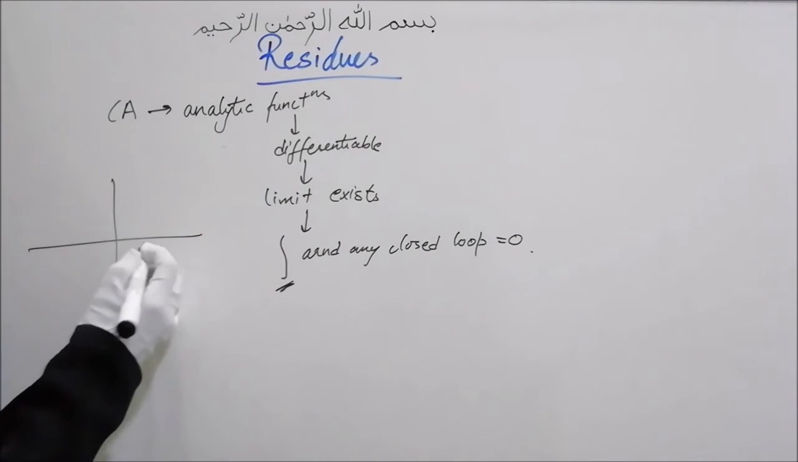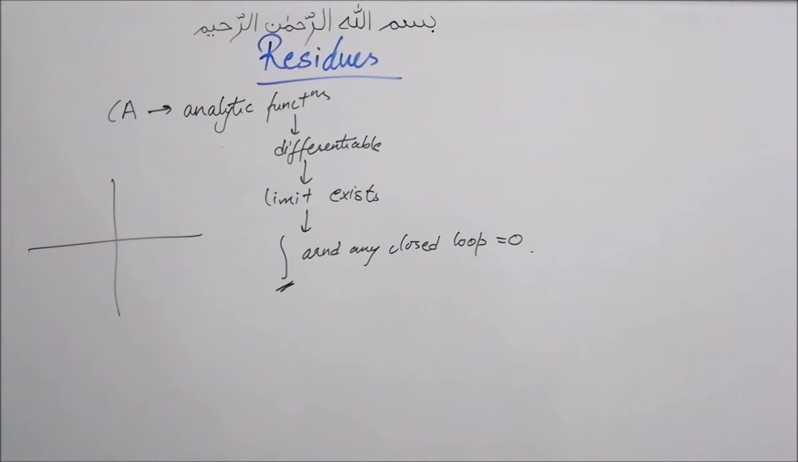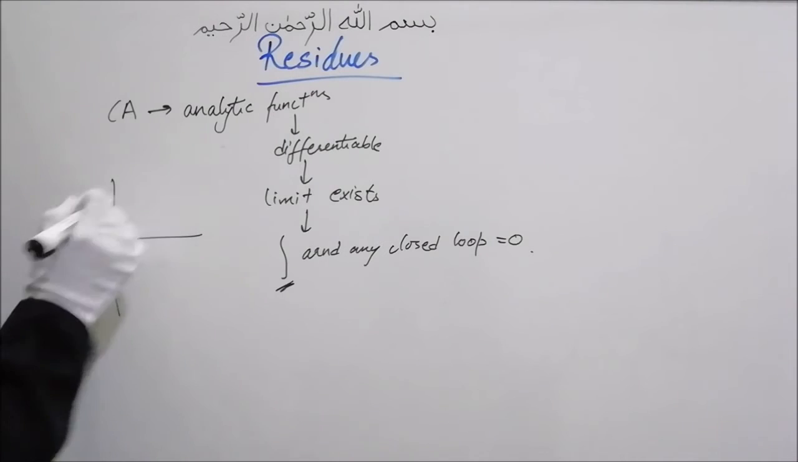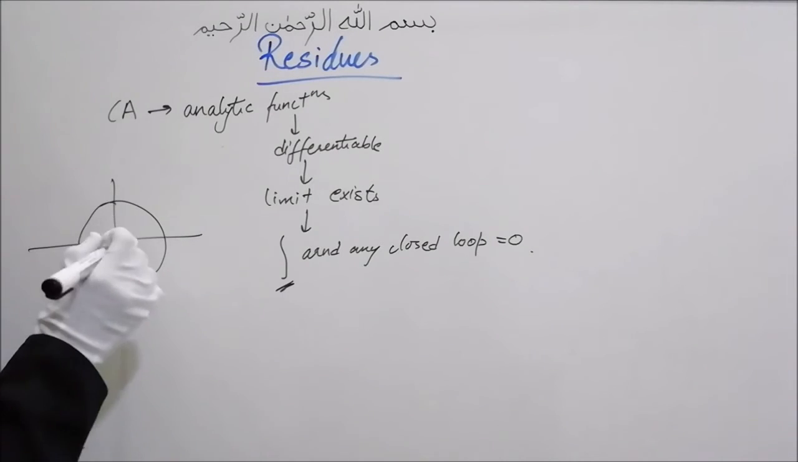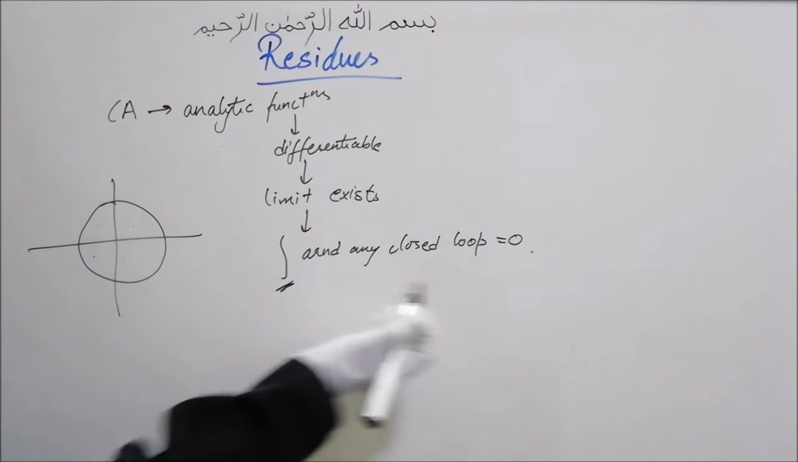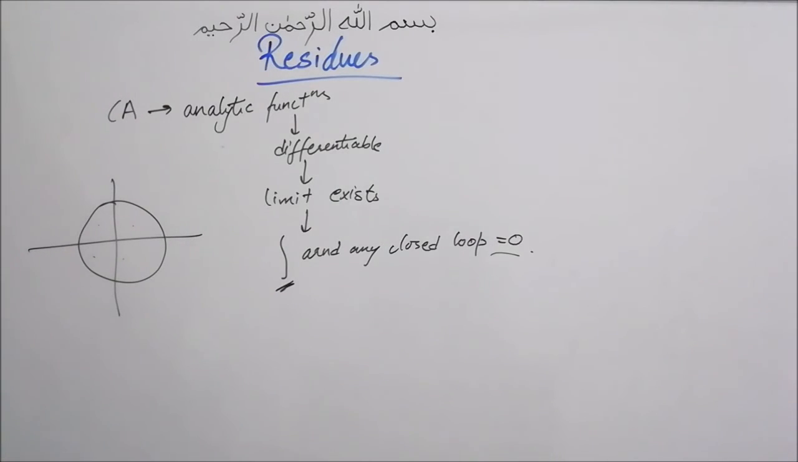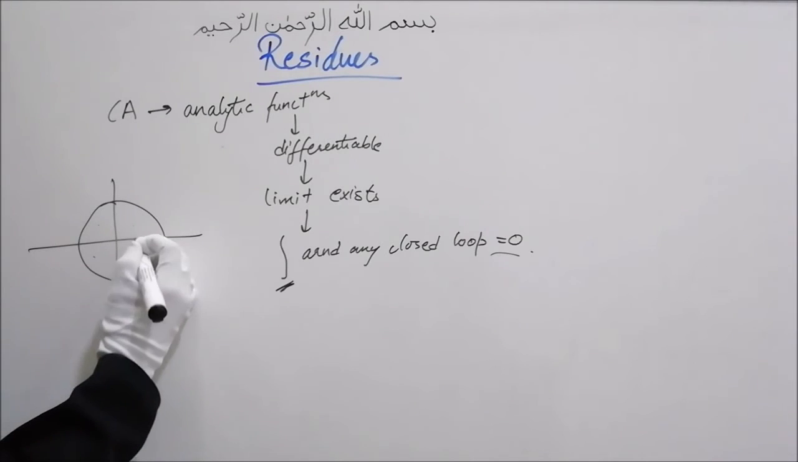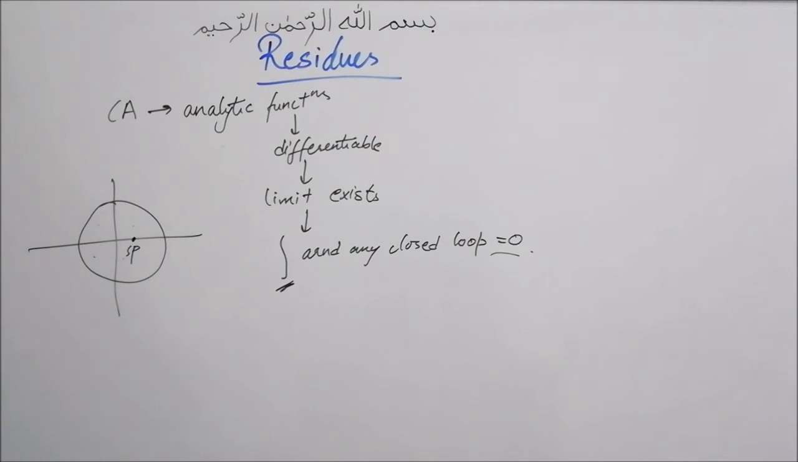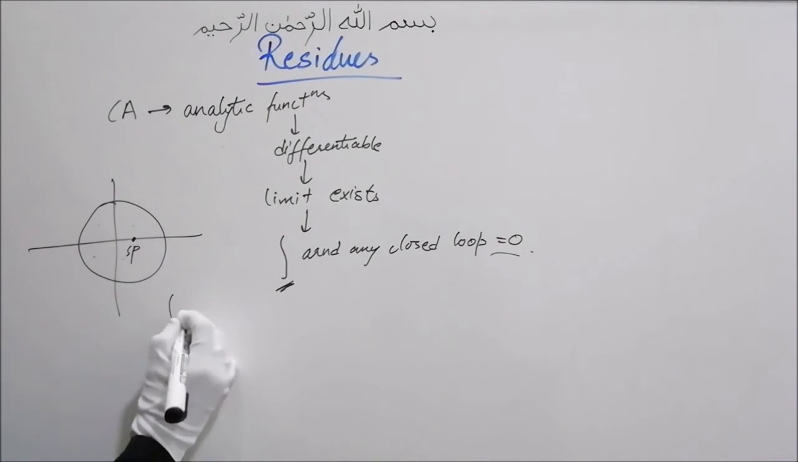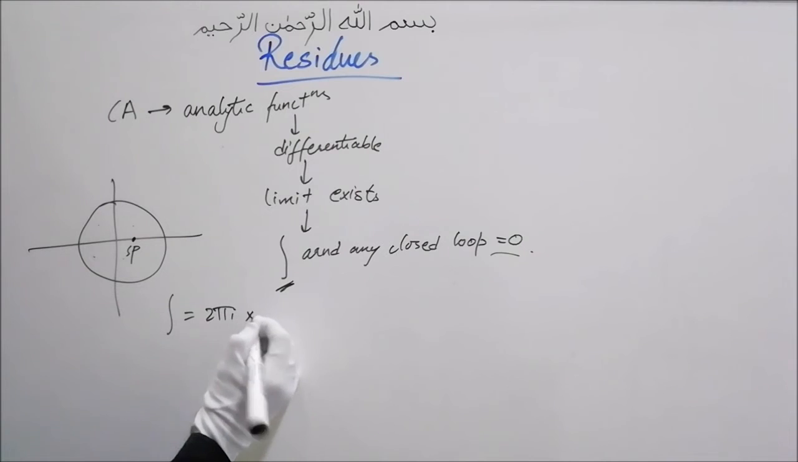Now a function may be analytic at some points and have singularities at other points. If we avoid the singular points and just integrate around a closed loop which contains only the analytic points, then we'll get the integration equals to 0. But if we integrate around singular points, let's say we have the singular point inside this integration curve, then this integration will be 2 pi i into the sum of the residues of the singularities inside this closed contour.